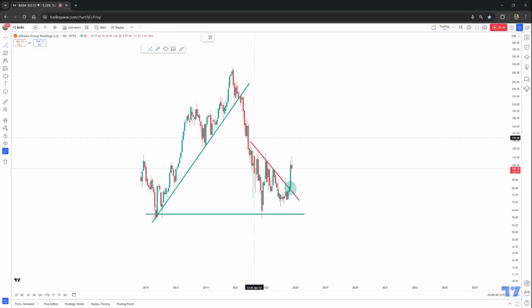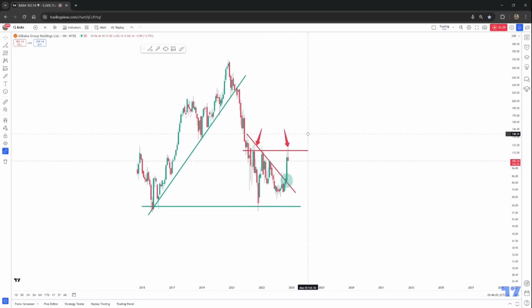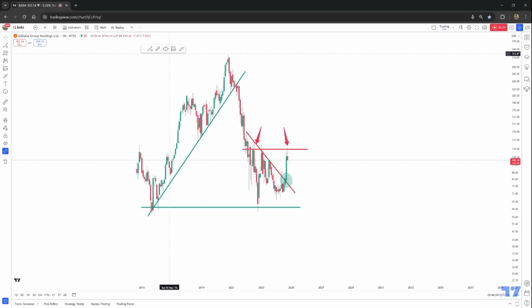Alibaba then perfectly retested previous horizontal resistance at this $115 level. You can see that this was previous resistance in the past. Basically, always when Alibaba retested this resistance, it was followed by a rejection towards the downside. And just this month, Alibaba retested the resistance, and again, we saw a rejection towards the downside.